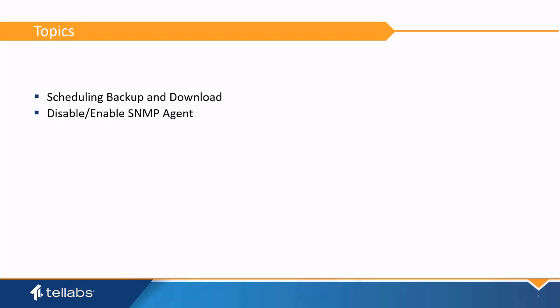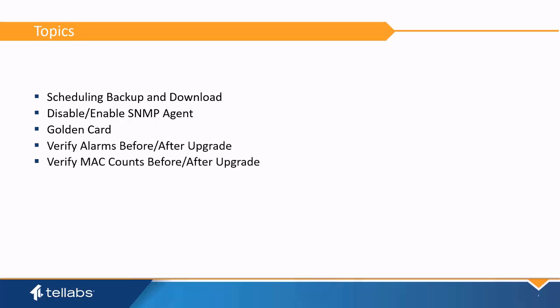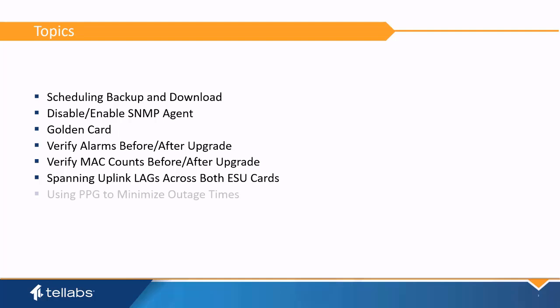The topics covered in this video will be scheduling backup and download processes, disabling and enabling the SNMP agent, using a golden card, verifying alarms, verifying MAC counts, spanning uplink lags across both ESU cards, and using PPG to minimize outage times.